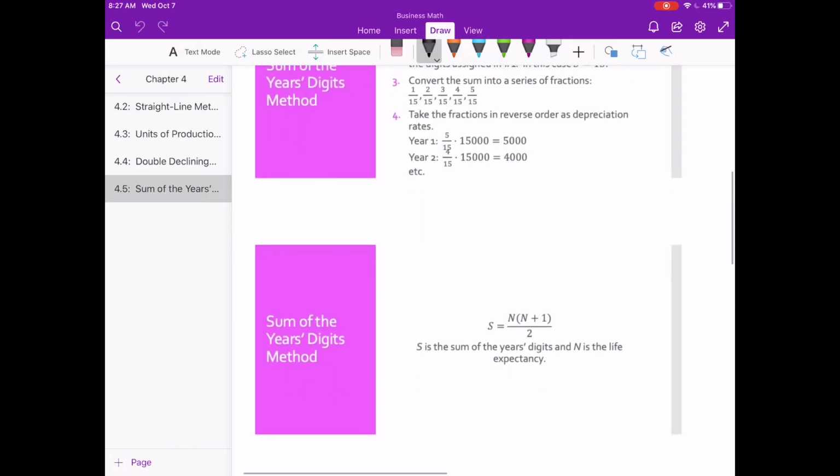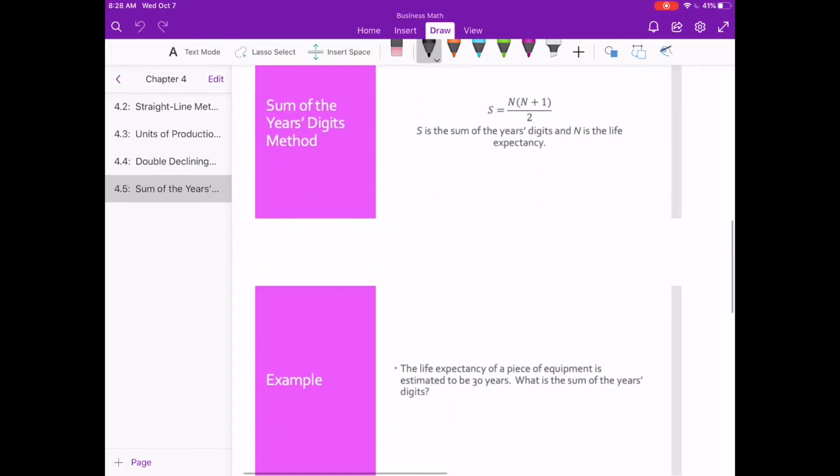For this one with 5 years, it was really easy to do 1 plus 2 plus 3 plus 4 plus 5. But when you get into things that have a longer life, then you can use this formula to figure out the sum of the year's digits, where n is the life expectancy.